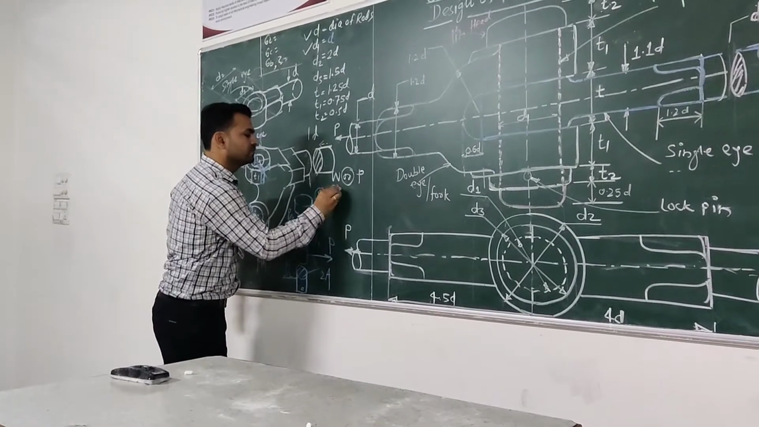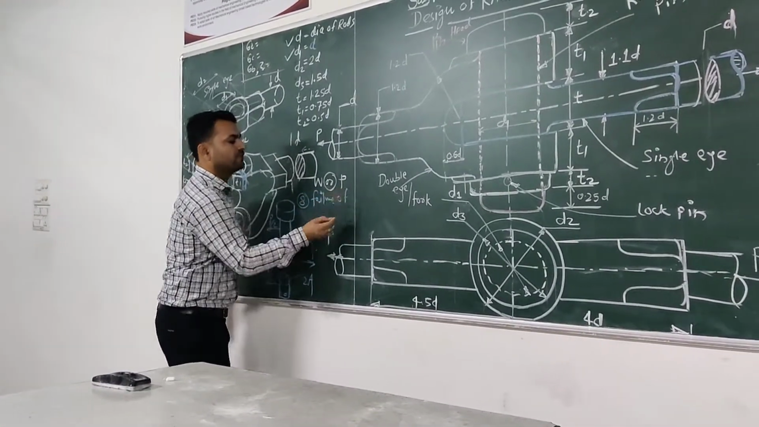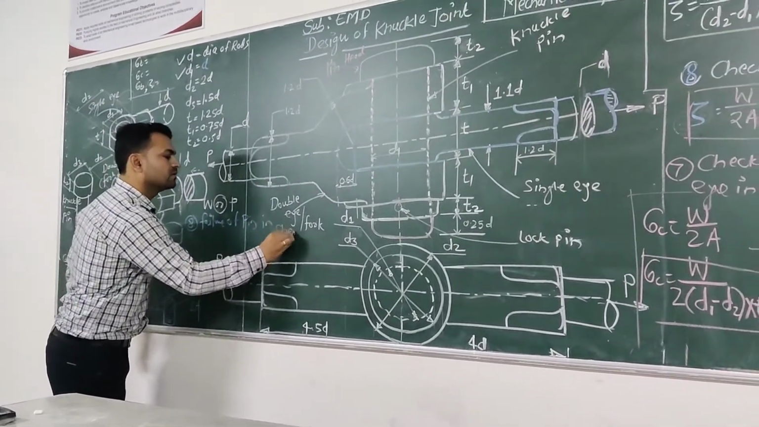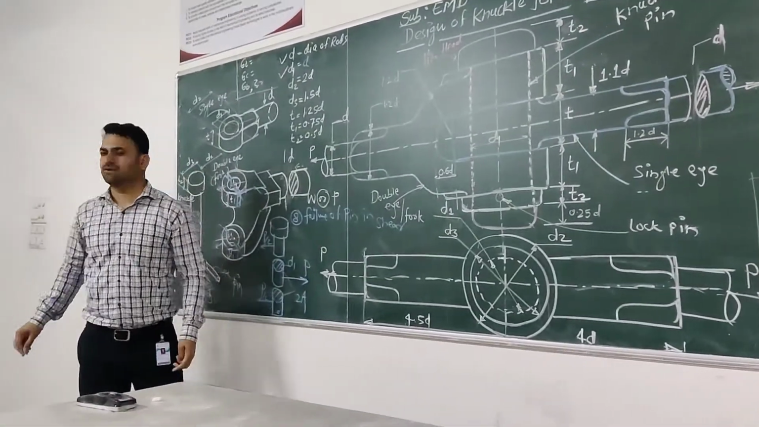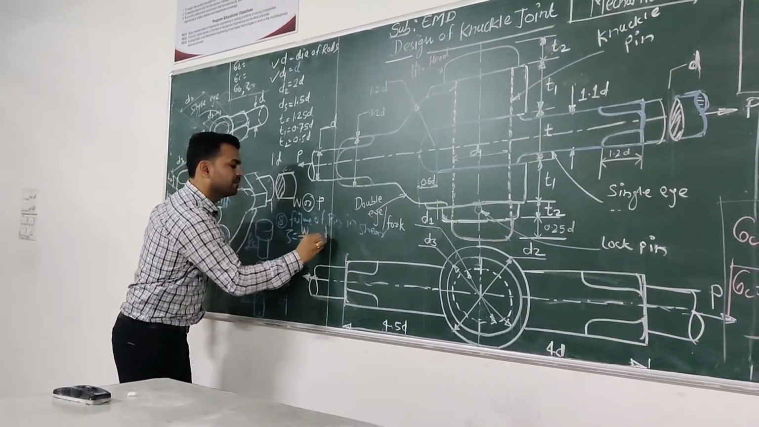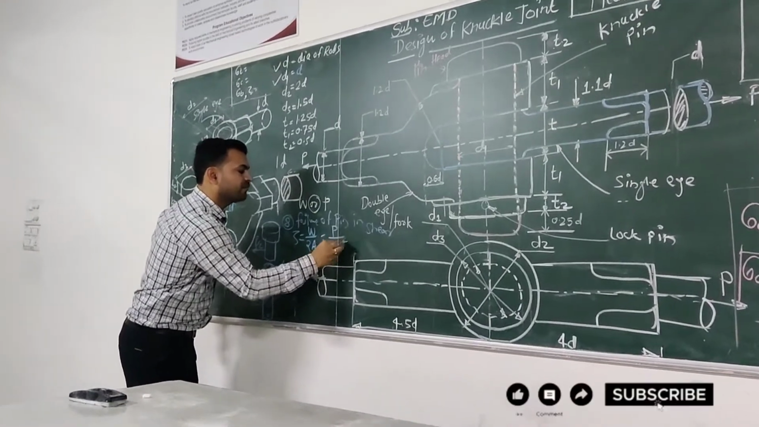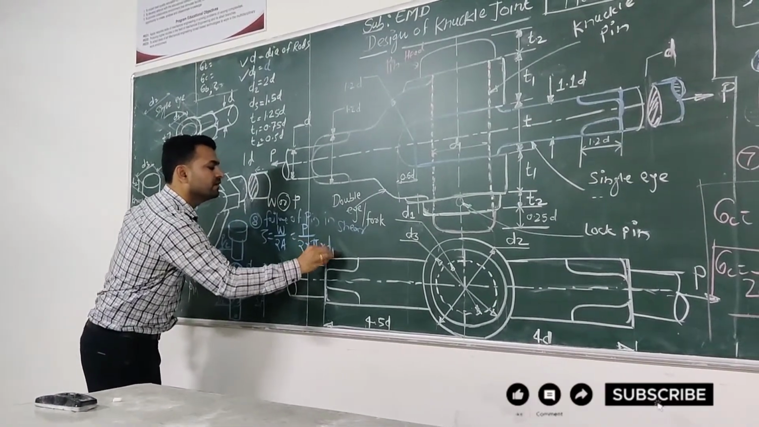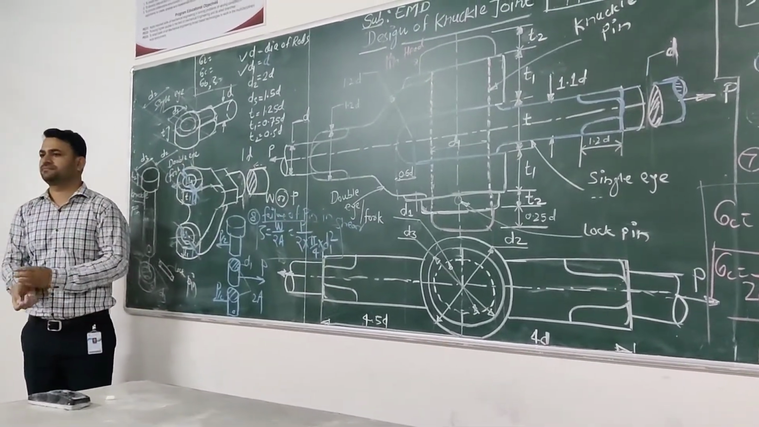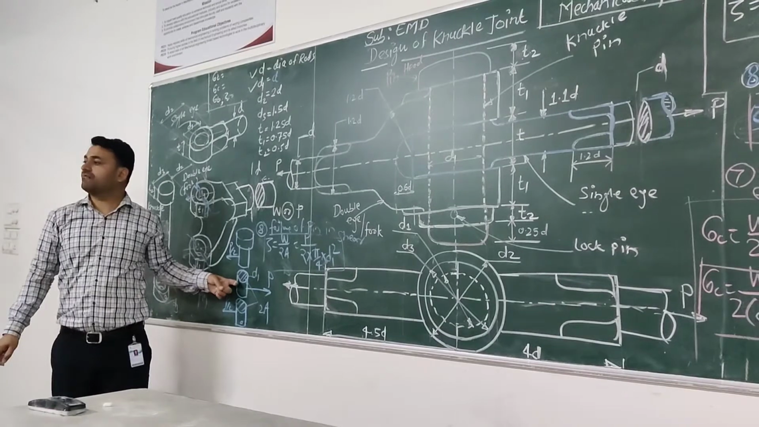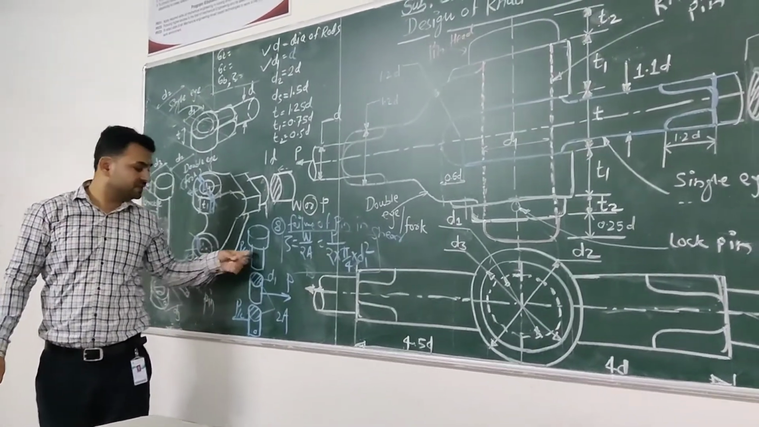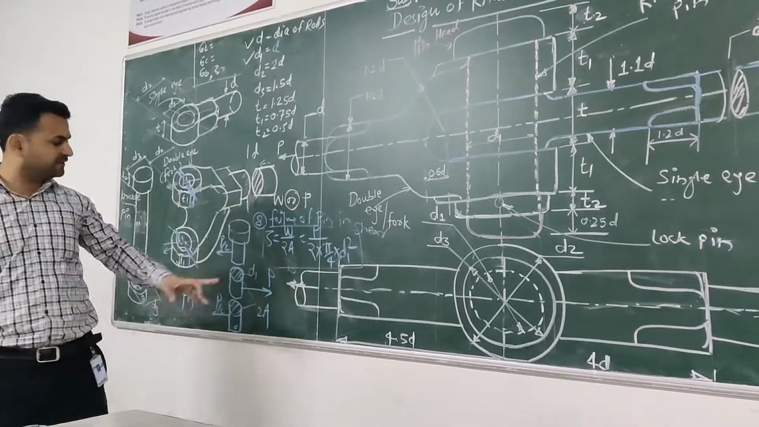So step number 8: failure of knuckle pin in shear. Which shear? Double shear. Okay. So tau is equal to what? Tau is P divided by twice pi by 4 into D1 square. Getting or not? Yes, sir. This is double shear failure of the knuckle pin. Means the knuckle pin is going to fail in double shear like this.